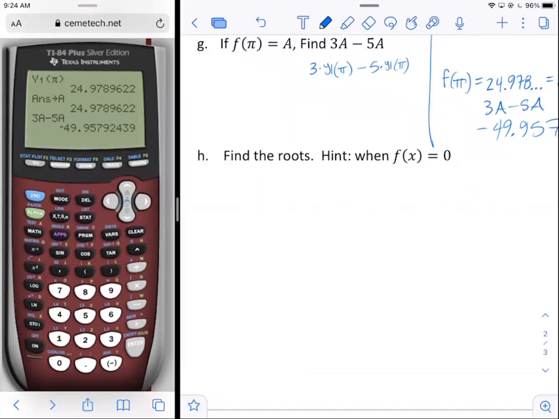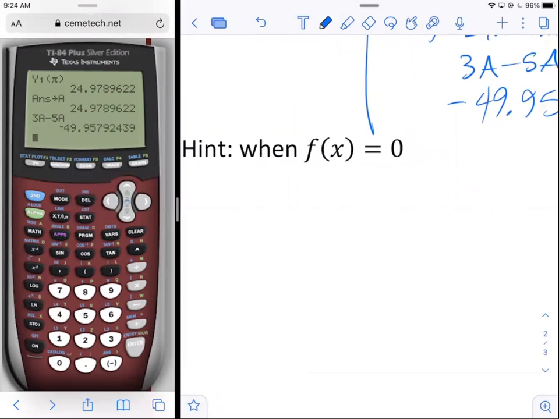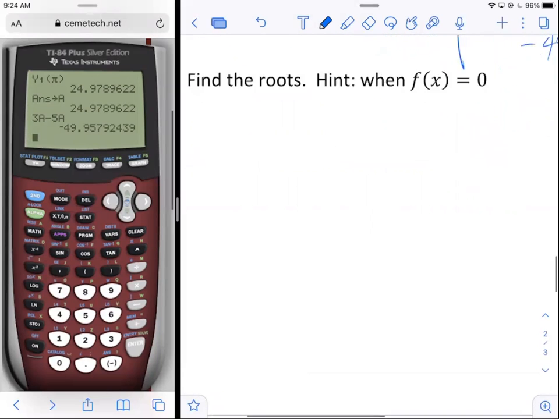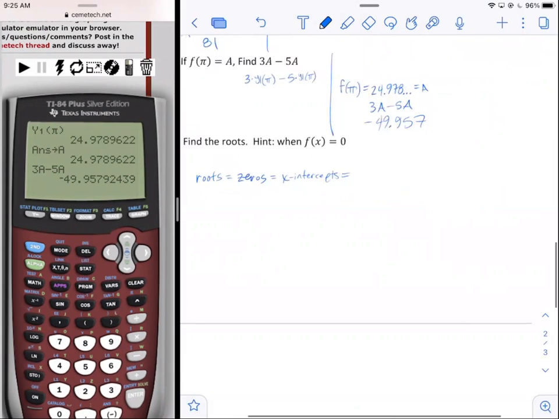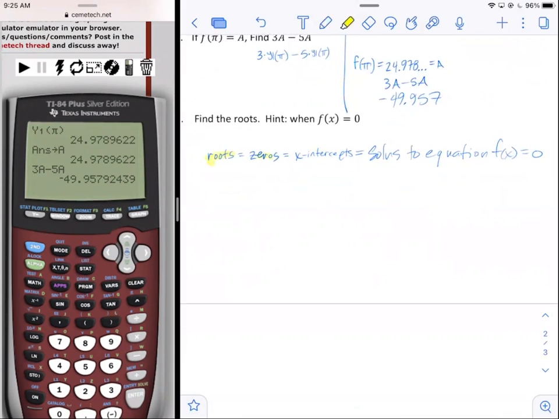So on part H, it says find the roots. Hint, that's when f of X equals 0. All right, so real quickly here, let's go ahead and write what roots are. Roots are the same thing as zeros, which are the same thing as X-intercepts, which are the same thing as solutions to the equation f of X equals 0. They all mean the same thing. Every single one of these means the same thing.